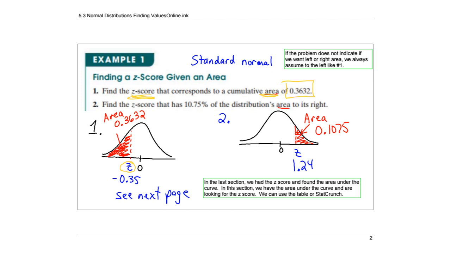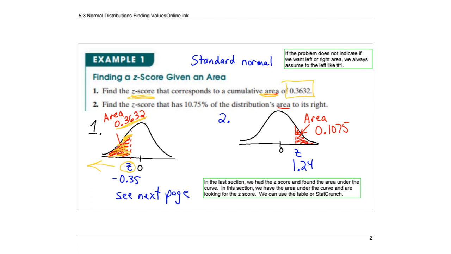Now, if it does not indicate whether we want to go left or right, then we're always going to go left. So unless it says to the right, or we're going to see one with top 10%, if there's no indication of direction, then we're always going to head to the left. So in this case, they told me the area. So I drew my bell curve, I filled in my area here, and I know that that area is 0.3632 based on the problem. In a minute, I'll show you how it's going to work with StatCrunch.